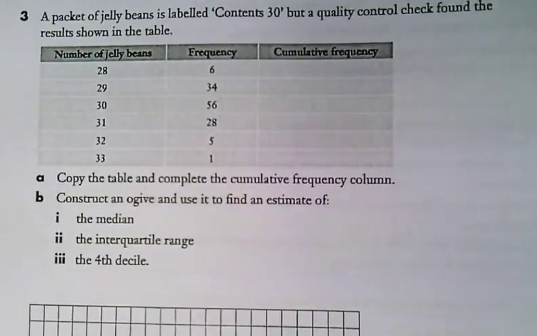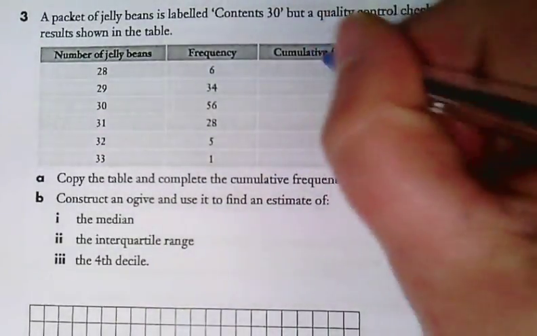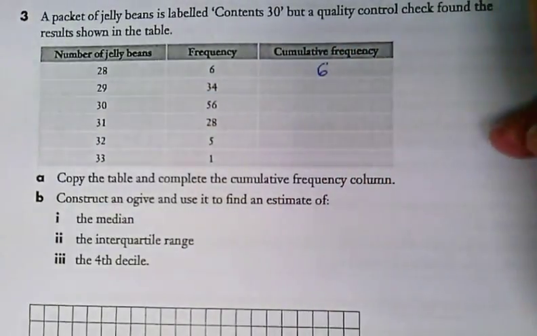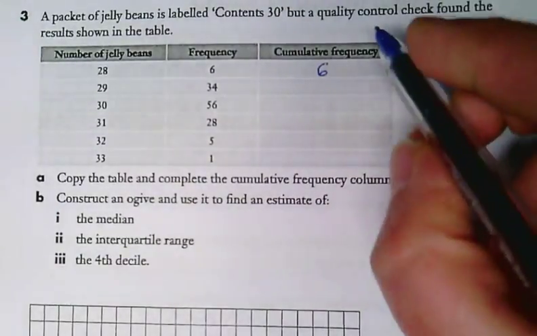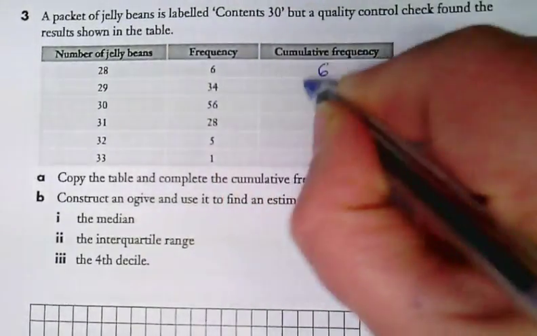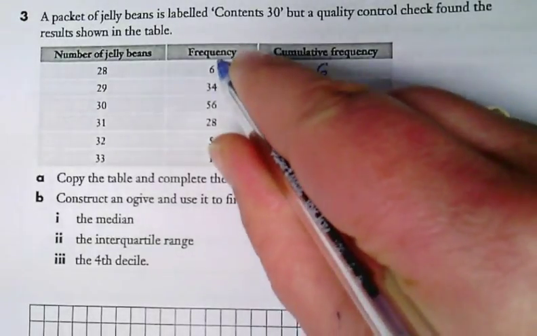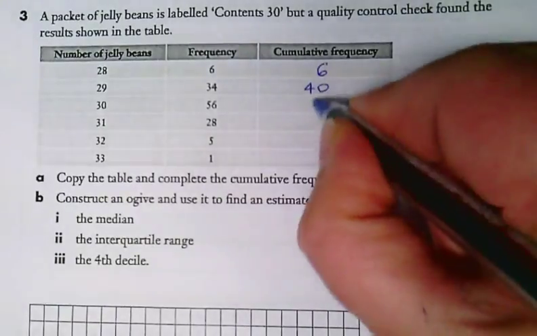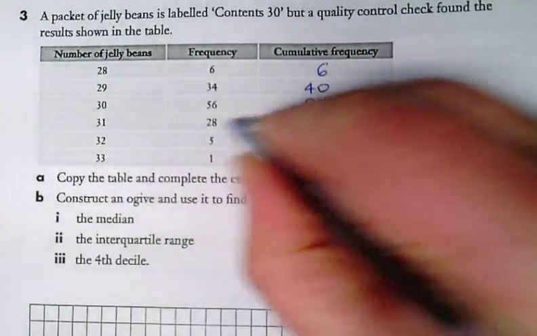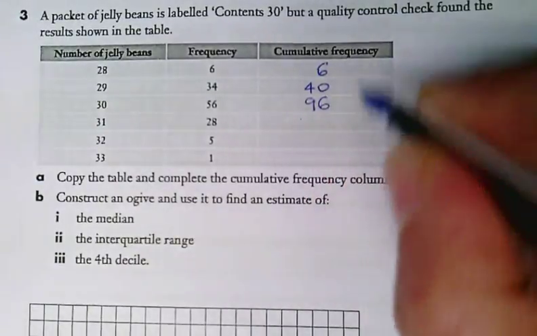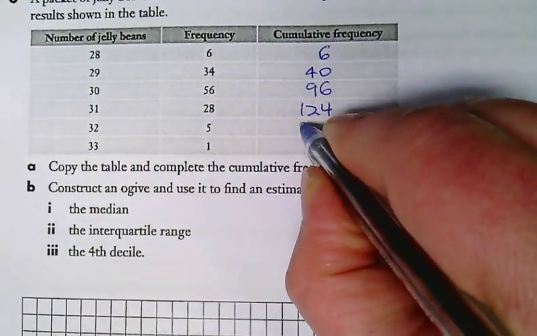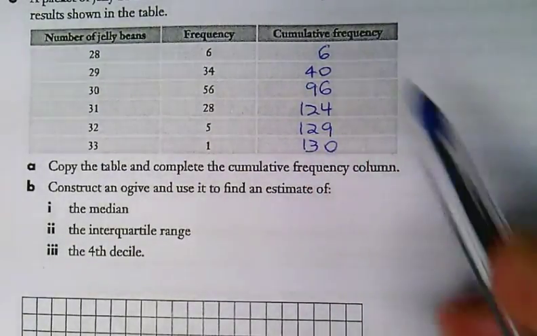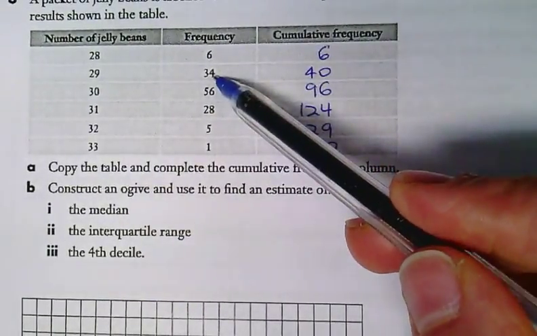So it says to copy the table, which we've got there, and complete the cumulative frequency column. So we've got a frequency 6. Remember, cumulative frequency is a running frequency. So 6 frequencies so far, 6 plus 34 is 40. It's another way of adding these all up, but putting your frequency so far in this column. 40 and 56 is 96, 96 and 28 would be 124. 124 and 5 is 129. 129 and 1 is 130. So you might also like to add these up and check that you haven't made a mistake.